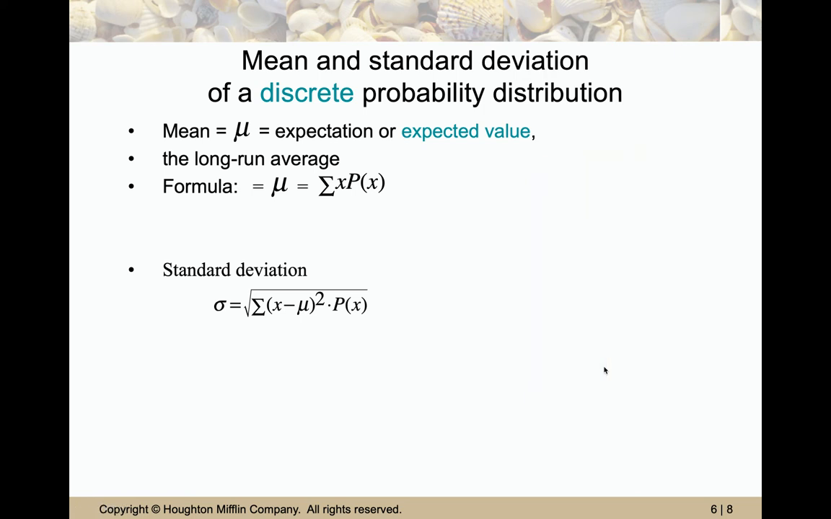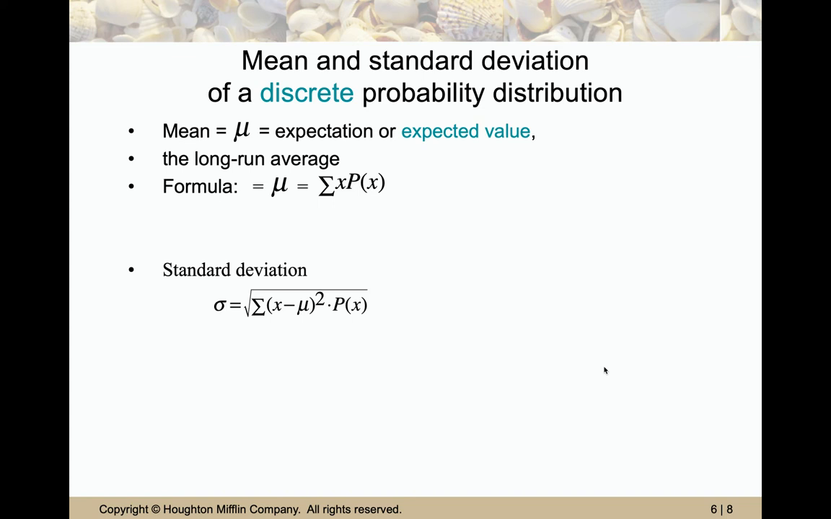We can find the mean and standard deviation of a discrete probability distribution. These are going to take a little bit of time and effort, and you're going to have to be really organized. So you really want to pay attention and watch how I organize my work. The mean mu is an expectation or expected value. You'll often hear find the expected value, and that means just find the mean. It is the long run average.